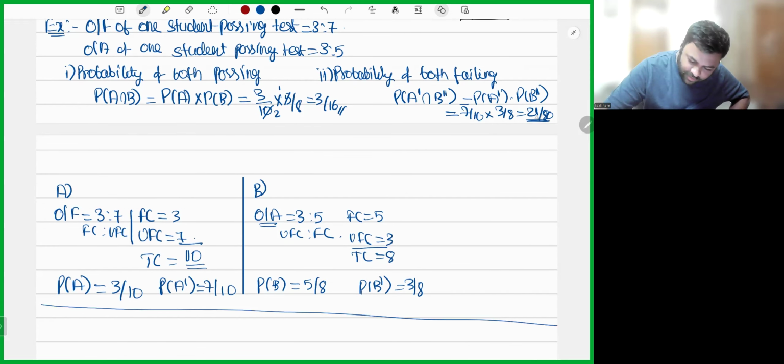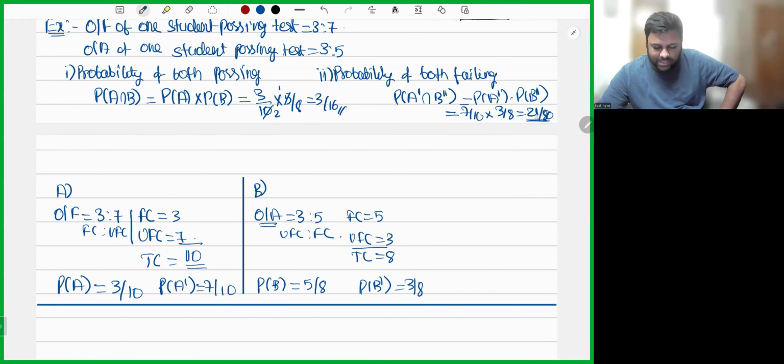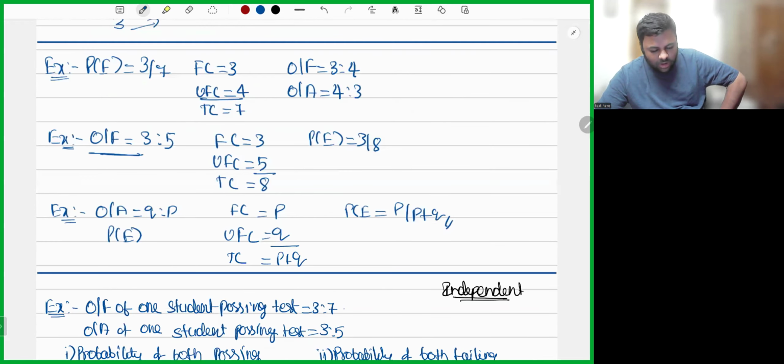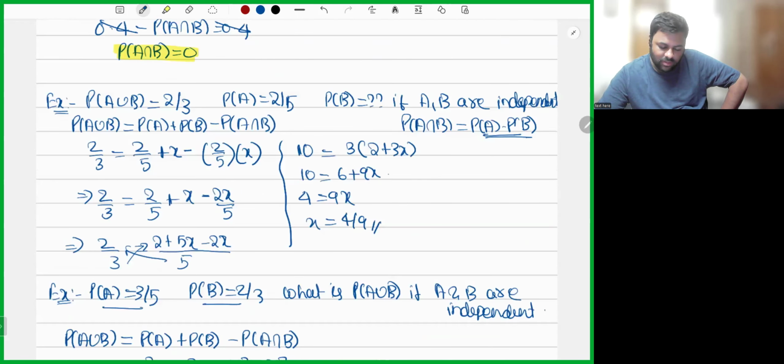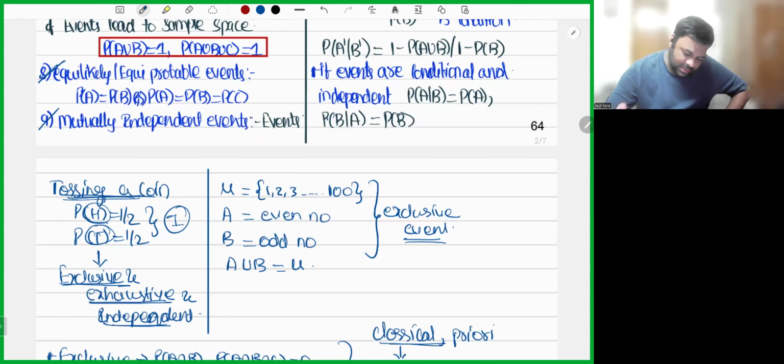So what are odds in favor? Odds in favor means favorable cases is to unfavorable cases. What are odds against? Unfavorable cases is to favorable cases.